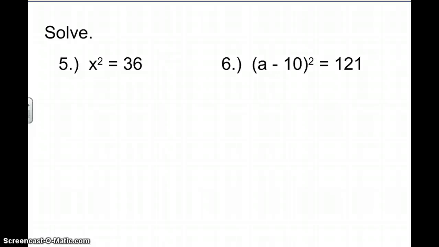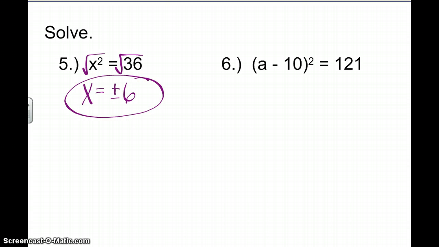Now we are going to solve equations. We can solve the first one. We have x squared equals 36. We can square root both sides. The square root of x squared is just x, and we have the square root of 36, 6. But we have to include a positive and negative, a plus and a minus, since a positive 6 squared would give us 36 and negative 6 squared would give us a positive 36 as well.